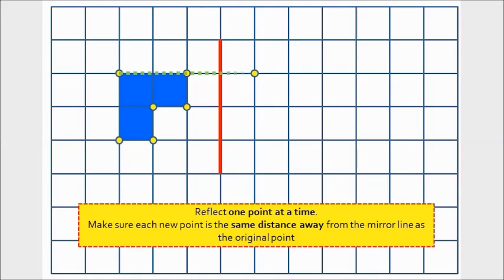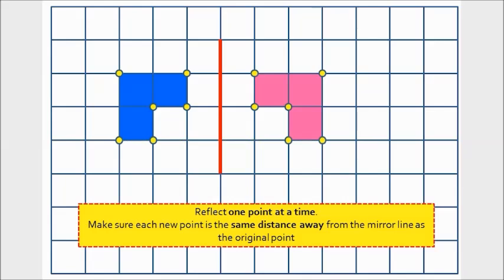You'll see that this is 1 unit away from the mirror line. Therefore, on the new shape, this point has to be 1 unit away from the mirror line on the other side. The second point, the top left one, is 3 units away from the mirror line. Therefore, it needs to be 3 units away from the mirror line on the other side. We can then do this for the other points in the shape.